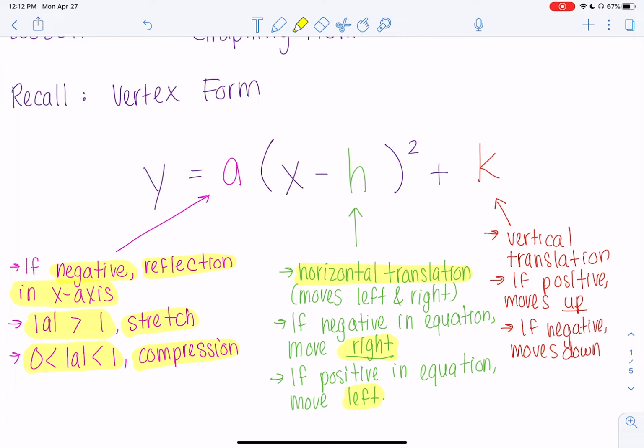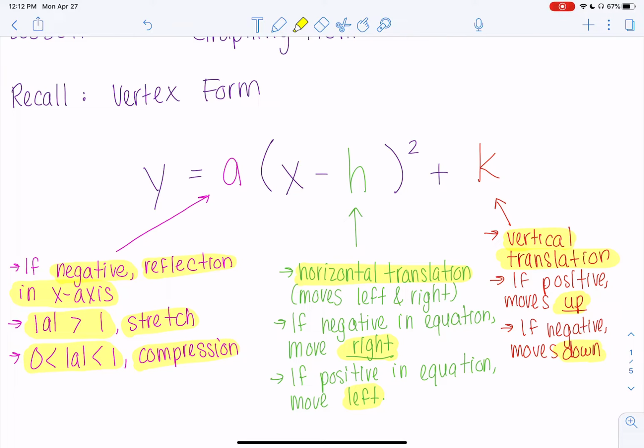Finally, our k. K is responsible for our vertical translation. That's the proper terminology for that. If k is positive, it moves my whole parabola up. If it's negative, it will move my whole parabola down. So k is not counterintuitive. If it's positive, we're moving up. If it's negative, we're moving down.